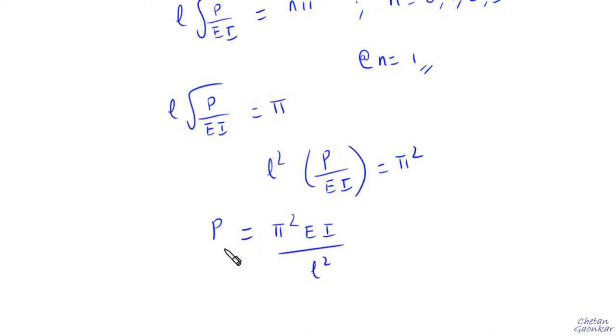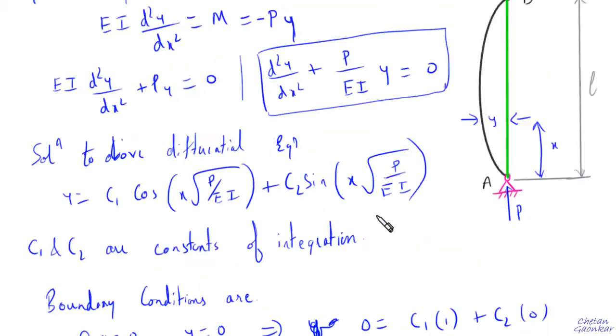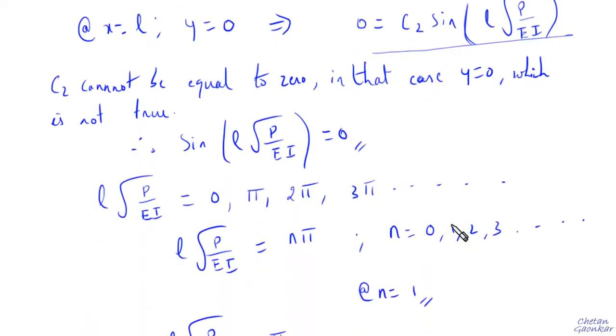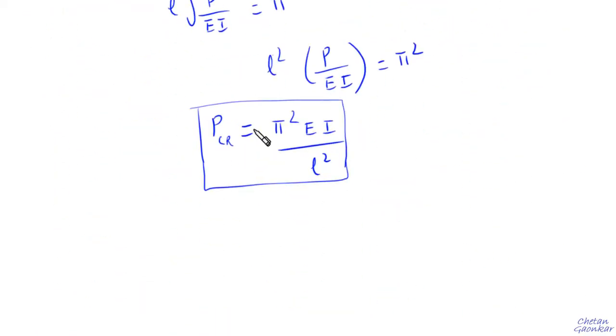Now this load will be called the critical load, and this load will be the critical load not for all kinds of columns but only for this column when it is hinged at both the ends. So this is the expression for the critical load or buckling load. This load is called the critical load or buckling load.